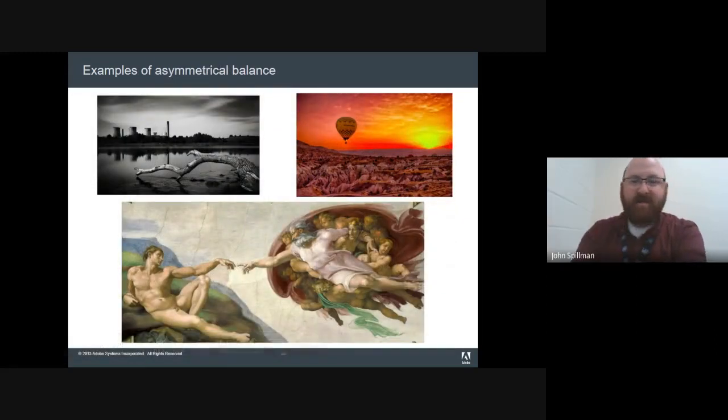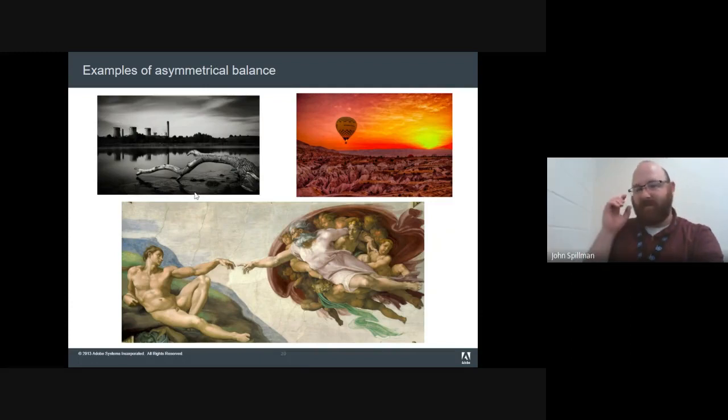Okay, then we have asymmetrical balance. And this is where, if we divide the image, it's not going to match up, but we still do have some balance going on here. So if you look at this landscape photo here, we have this piece of driftwood, a river, and then a nuclear power plant, right? So if we divide this vertically, doesn't match up. We divide it horizontally, doesn't match up, right? Diagonally, doesn't match up. But it does still have a sense of balance because this piece of wood, prominent in the foreground, is balancing out the nuclear power plant in the background, all right?